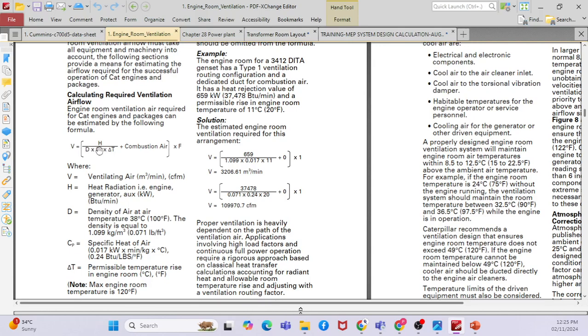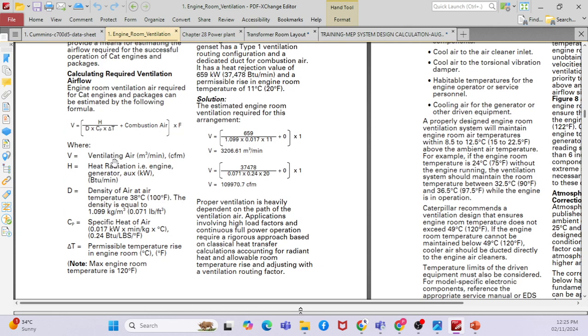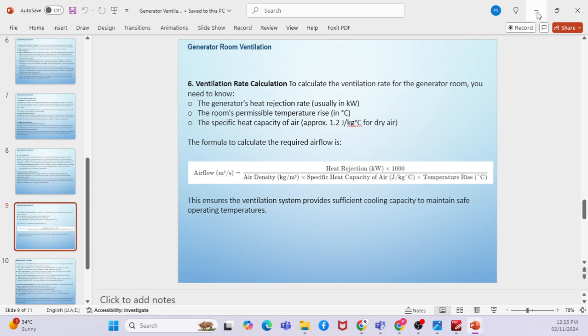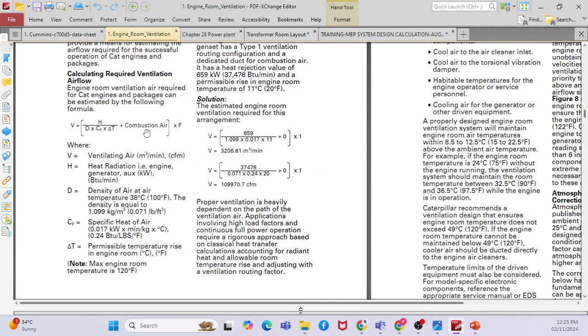When you go further down, there is an equation, the same equation: M equal to Q heat divided by density times specific heat times delta T, plus combustion air, right? So here you can see the equation: V equal to ventilating air, H is the heat radiation, density of the air, Cp specific heat, delta T. The same as what I have shown here, plus combustion air.